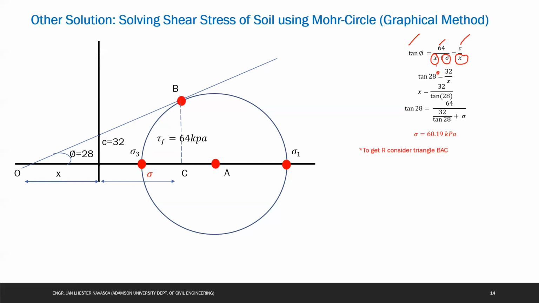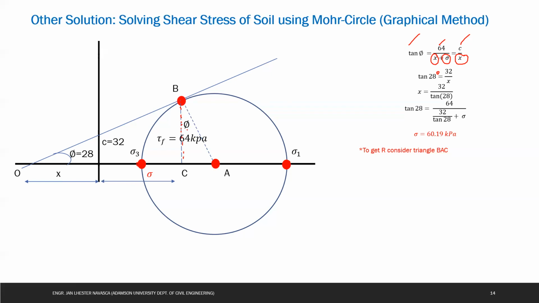Okay, next problem is to get the value of r, to consider the triangle BAC in order for us to solve for sigma 3 and sigma 1. So we need to solve for sigma 3 and sigma 1. So para makuha mo yan, syempre, kailangan mo muna makuha yung r to consider the triangle BAC. So considering the triangle BAC, since alam natin yung value of your tau sub f, makukuha natin yung value ng r. So the value of r is itong animation na to. So ito yung r natin.